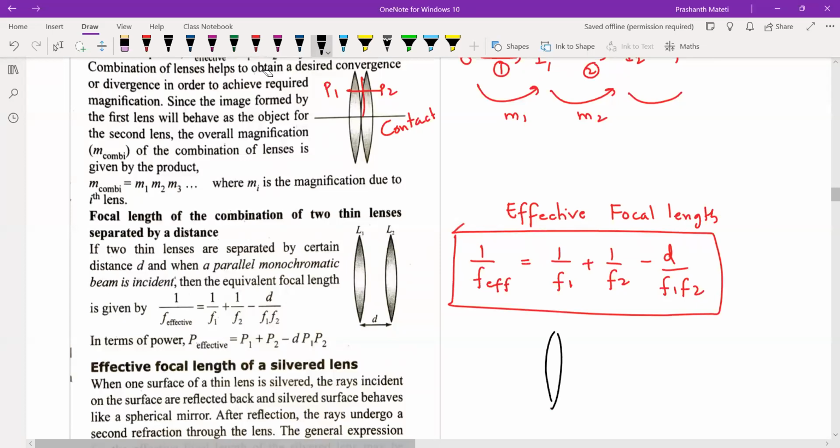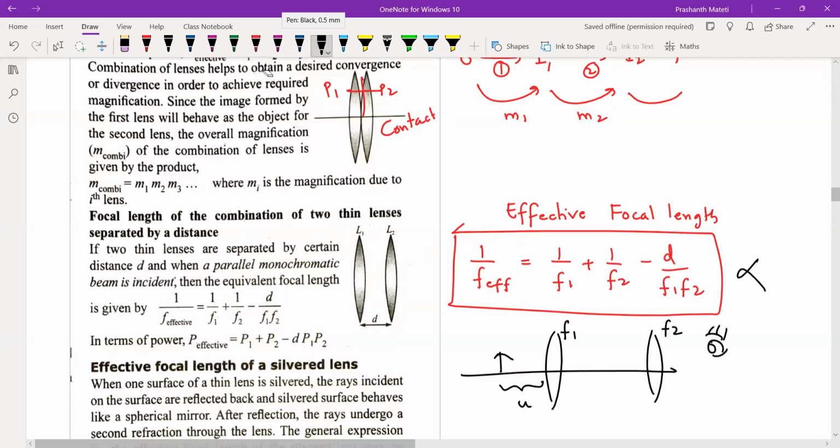But if they say one lens is here, another lens is there, and an object is kept here, and you want to know where the image is going to form, then you cannot use this formula. You cannot say this is U and take this as F. So if F1 is given, F2 is given and D is given, how do you find the image distance?